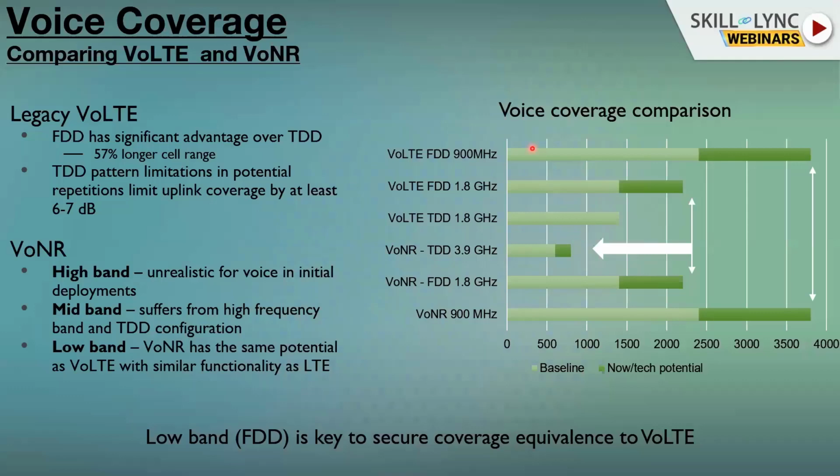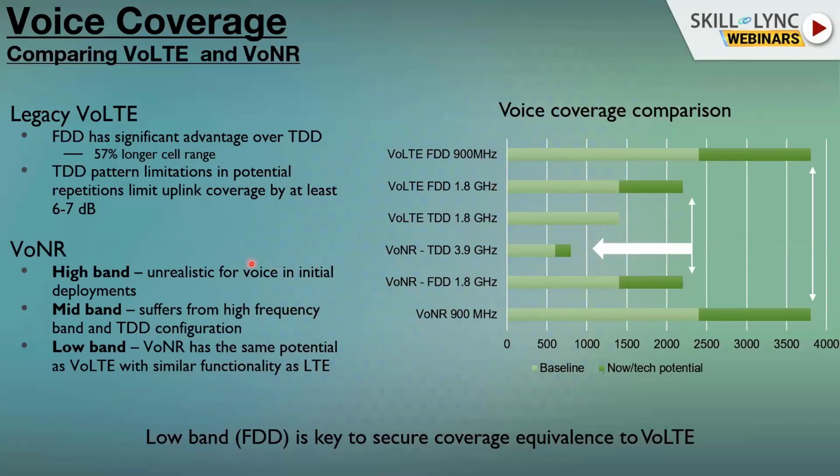Now there are certain TDD pattern limitations, which can limit the uplink coverage, estimated at around 6 to 7 dB. So in VoLTE, FDD is preferred. In VoNR, it's the same, FDD is always preferred. But for VoNR, we know that in 5G there are different bands: high band, mid band, low band. Which band will we go for? Definitely low band, because the low band has the most coverage. So yes, low band is very much preferable for VoNR.